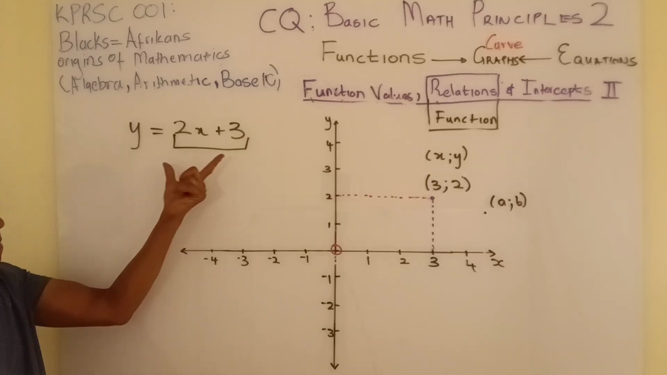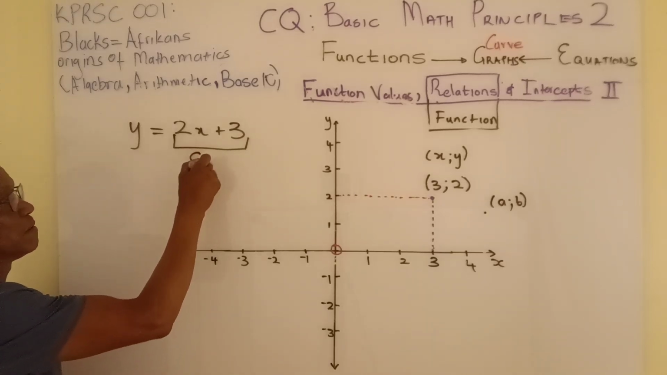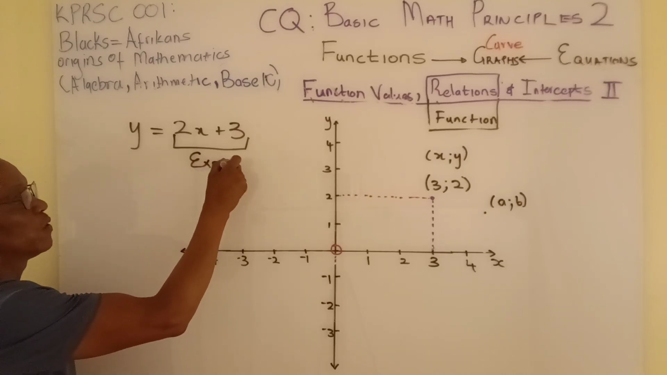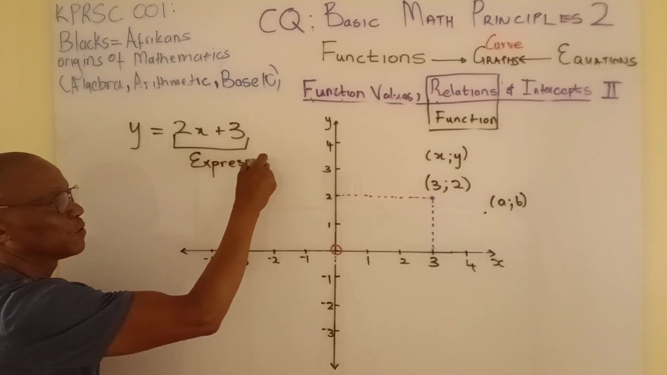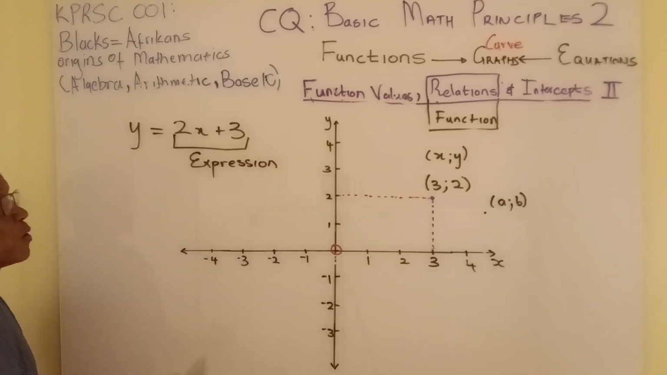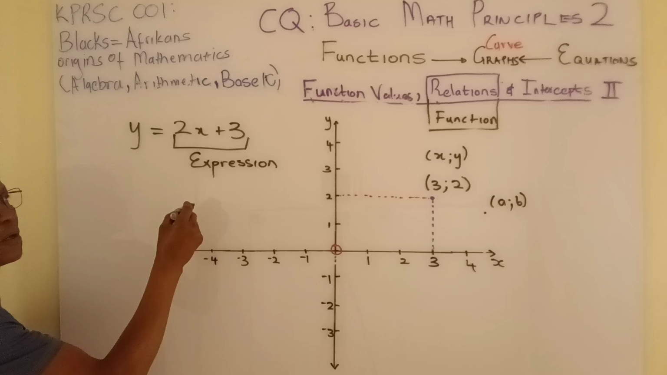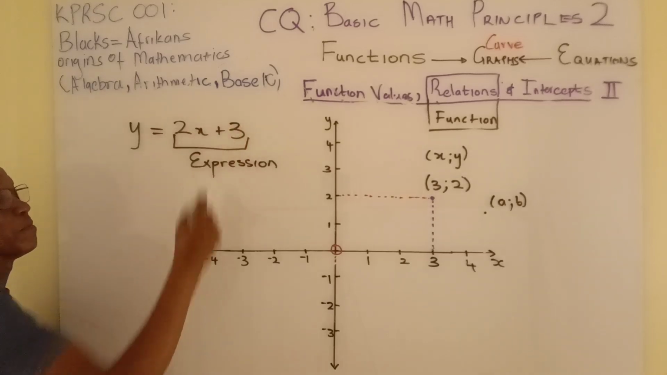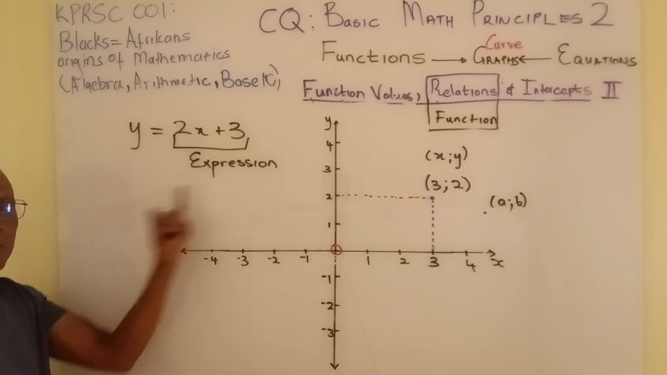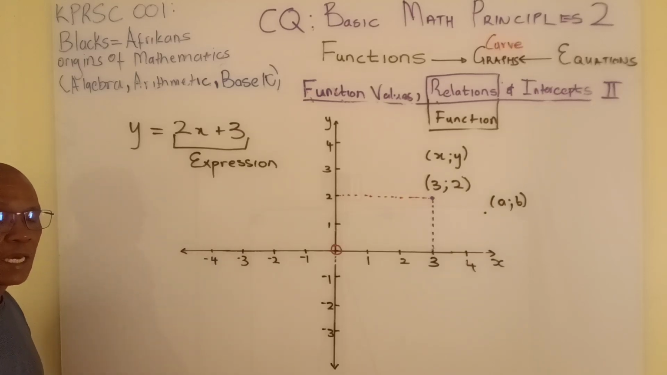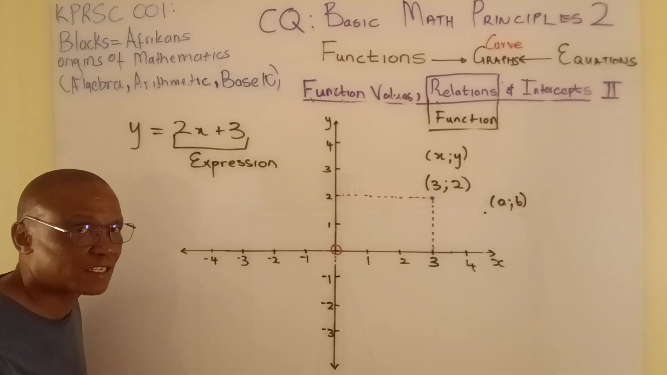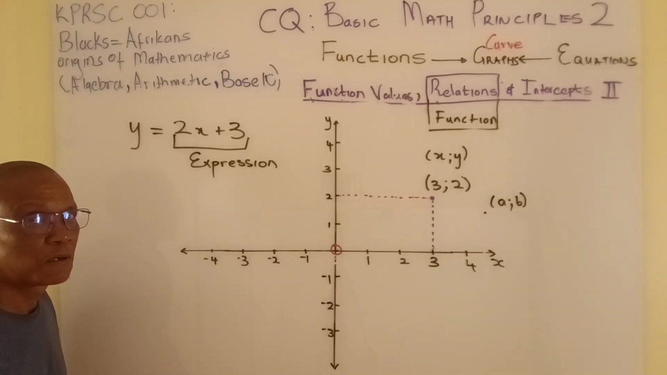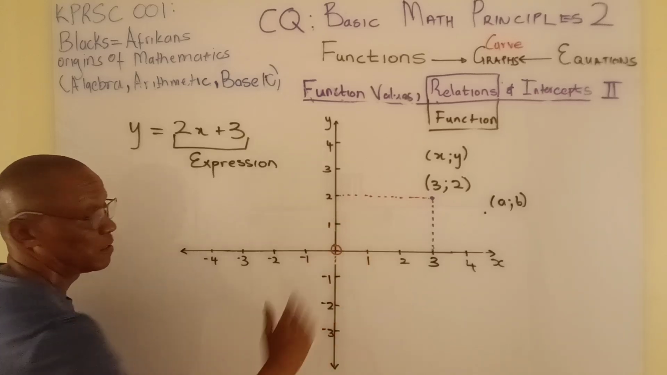This guy here is an expression. Why am I calling him that? It's just terminology so that you get used to this. Because he's got terms. This is a term, this is a term. It's got two terms. It's an expression, an expression in terms of x. In the context of a Cartesian plane, it's called a function.